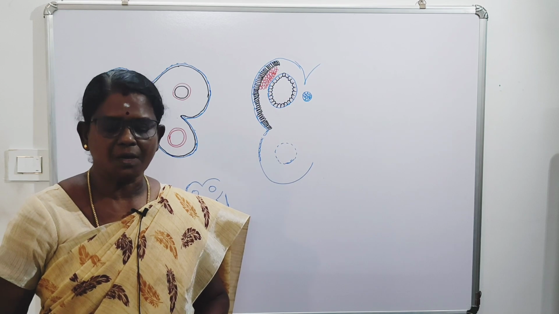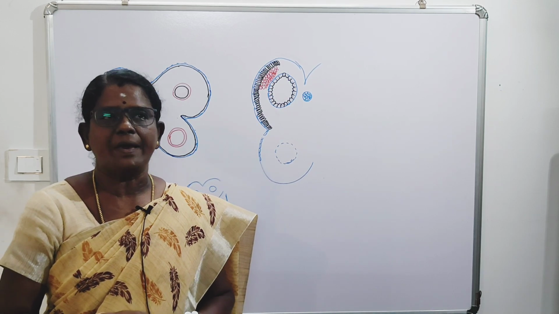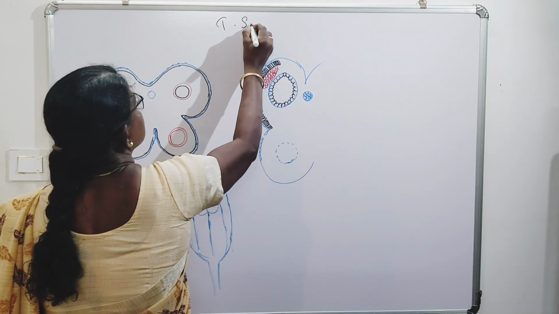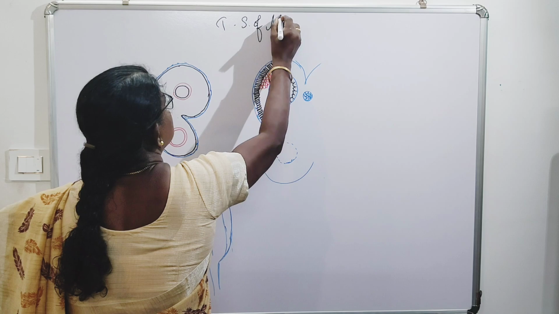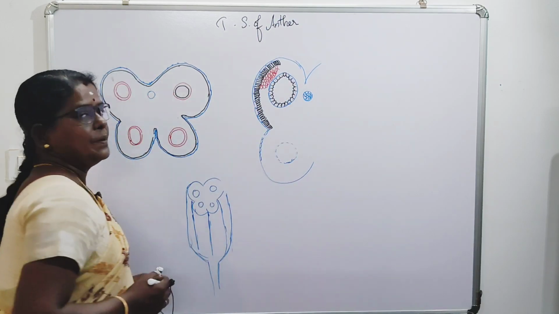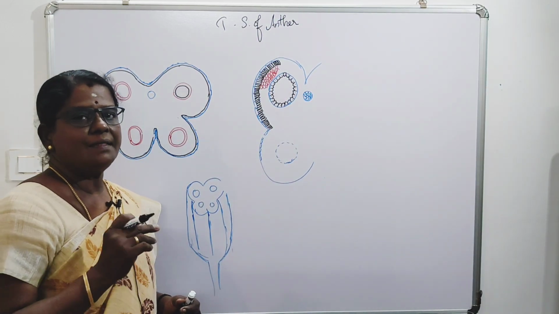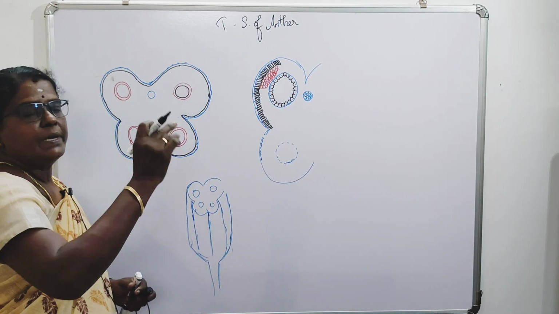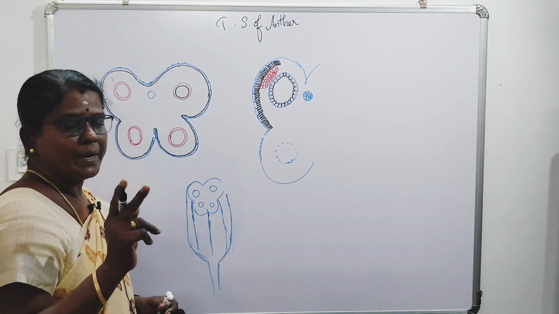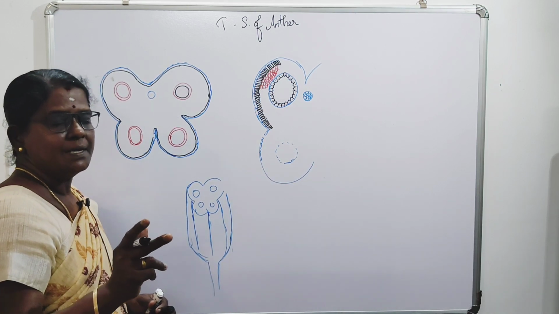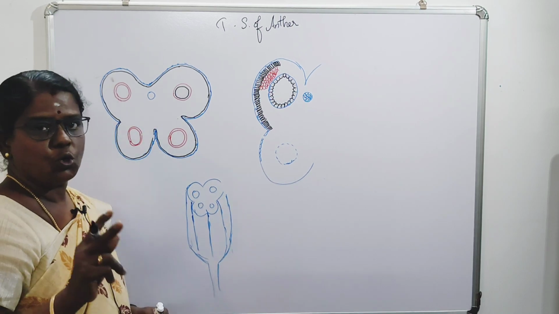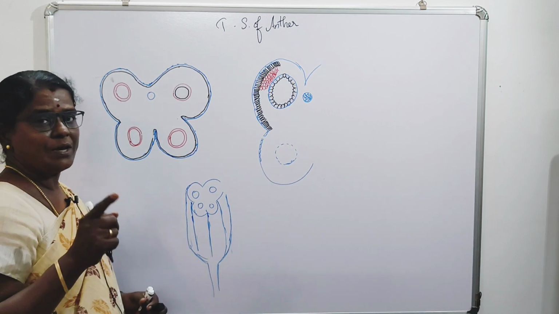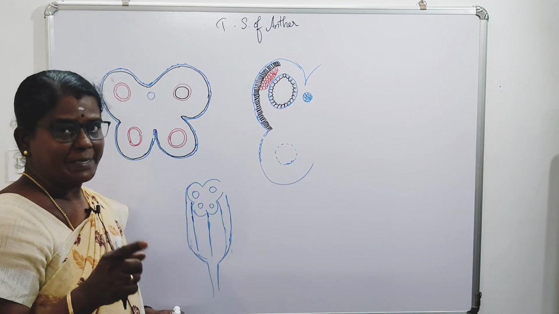In this class, we are going to learn T.S. of anther. In the previous class, we learned the anther has two lobes. This is one lobe, this is another lobe. Each lobe has two microsporangia. It means totally two lobes have four microsporangia. Singular form of microsporangia is microsporangium.